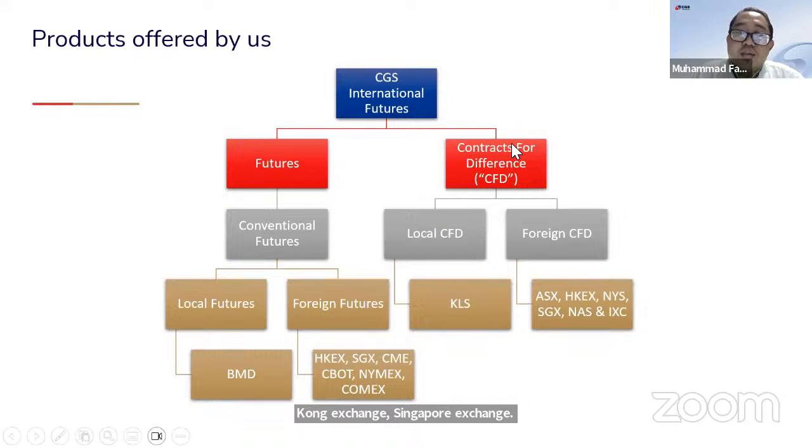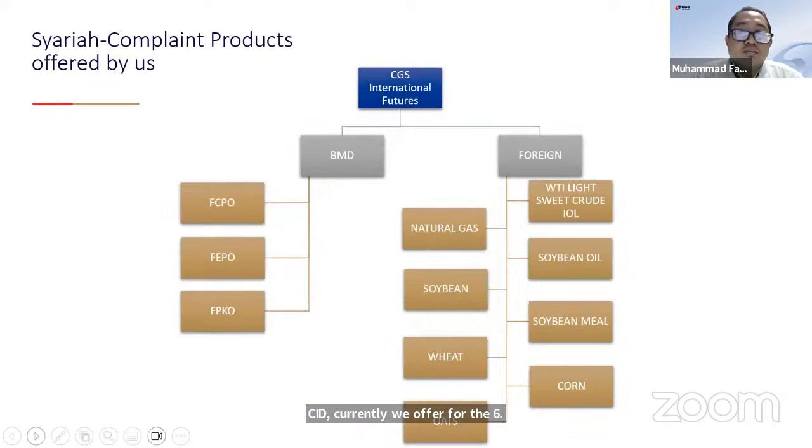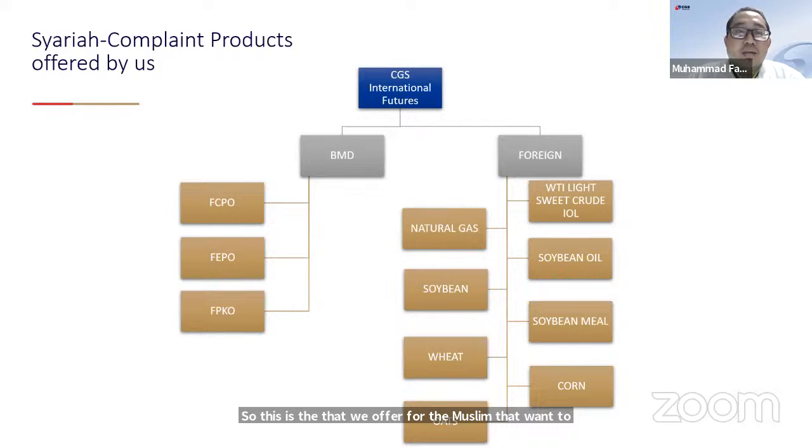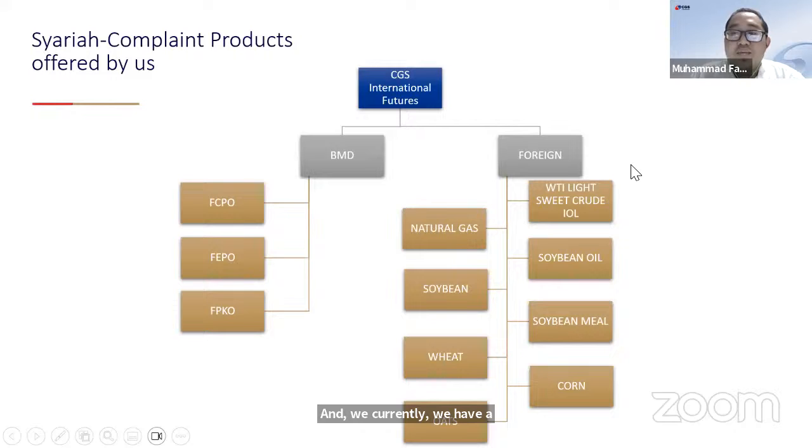And for the CFD, we also have local CFD for the stock market, which is from Bursa itself. And for the foreign CFD, currently we offer 6 exchanges. So this is the Sharia compliant product that we offer for Muslims who want to trade fully in a Sharia compliant way. For the BMD, we currently have 3 products, which are FCPO, FEPO, and FPKO. And for the foreign, currently we have 8 products, and the famous one is crude oil.